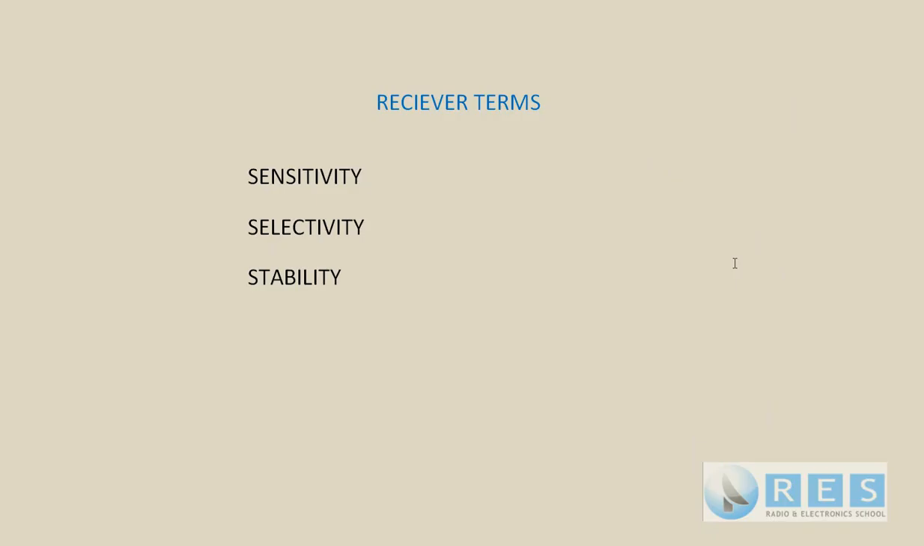However, you do need to know about some receiver terms. The first one I want to talk to you about is sensitivity. The sensitivity of a receiver is a measure of its ability to receive weak signals. It's measured in microvolts. You will not be assessed on that. So a receiver with greater sensitivity is going to be able to hear signals where a receiver with a lack of sensitivity would not be able to hear those signals.